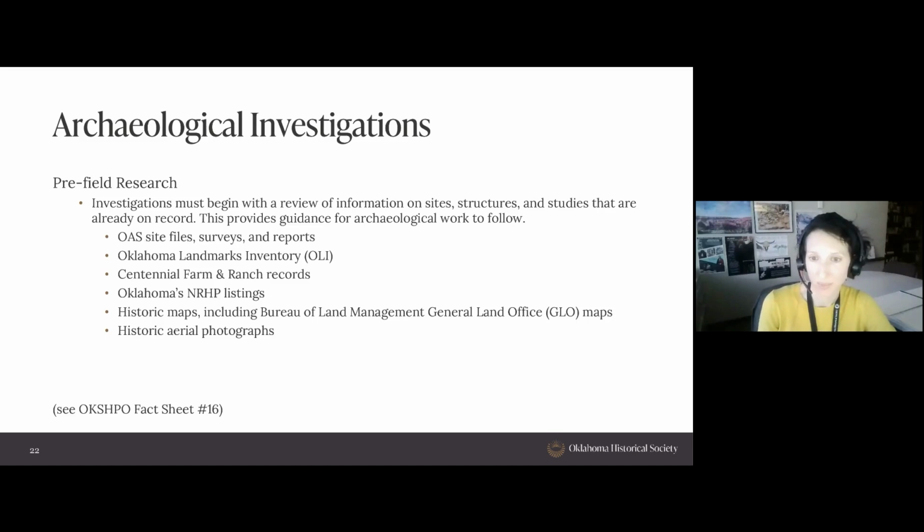You also need to be looking at maps, including the Bureau of Land Management's General Land Office maps and historical aerial photographs. You also need to be looking at other historical maps you can access depending on what you find. You may be looking more at early maps, early topographic maps, or maybe you need to be looking more at transportation maps that are more recent. They'll show you developments in the area in the more recent past or the earlier past.